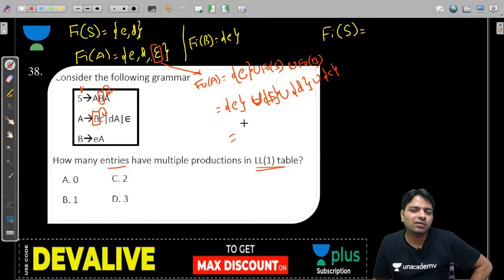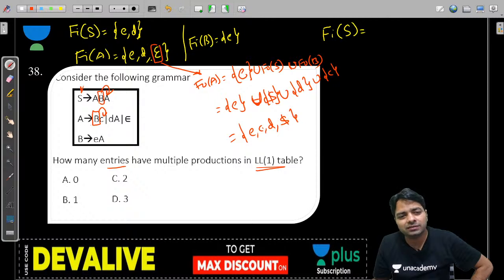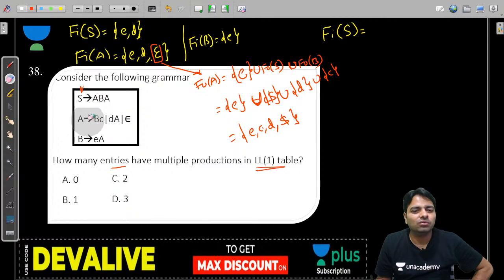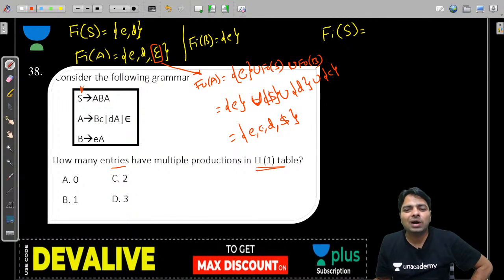I think almost all of them are there. So we are not going to ignore anything here. All the terminals we got, so don't worry much about it. So now you have to consult the table to find out the multiple production entries quickly. So let's look at the table very quickly.